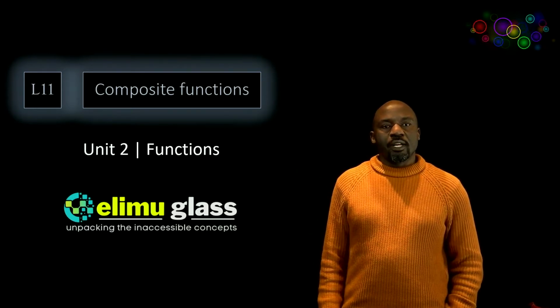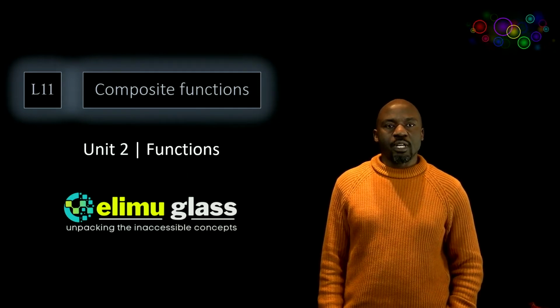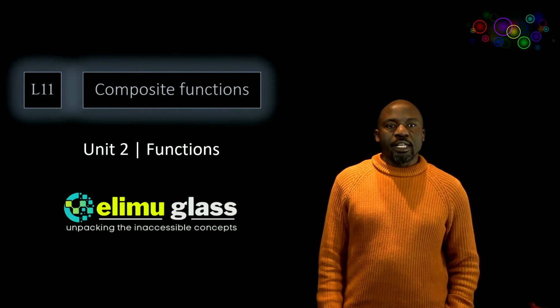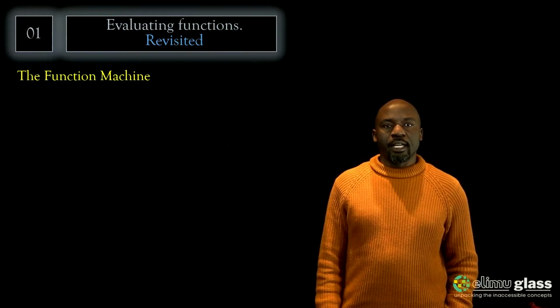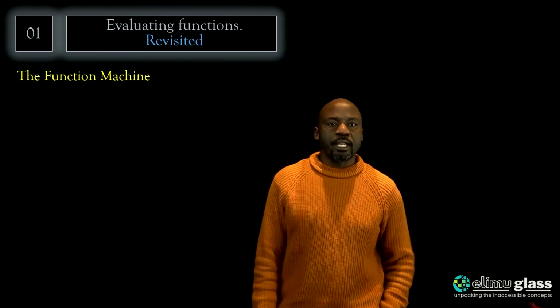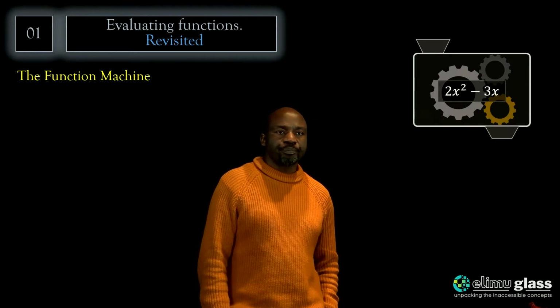We are starting on the next part of functions, and we now start with composite functions. To get on with it, let's start first of all by showing a function machine. Just revisit the function machine again for a few seconds just to get us started. Here is our function machine.